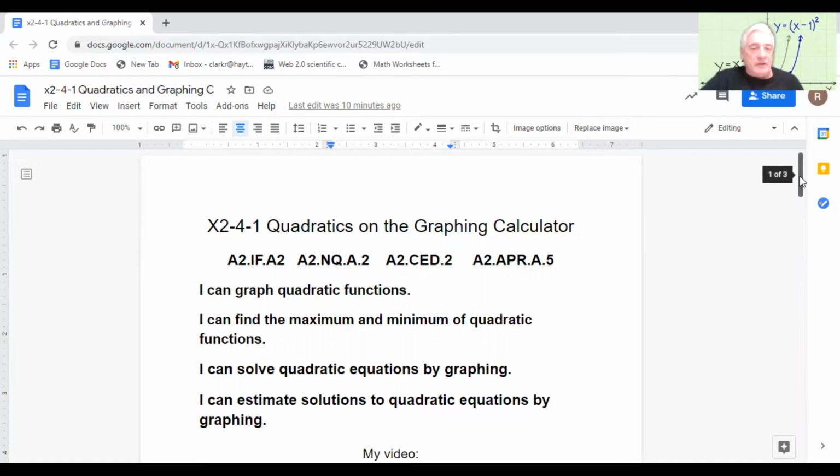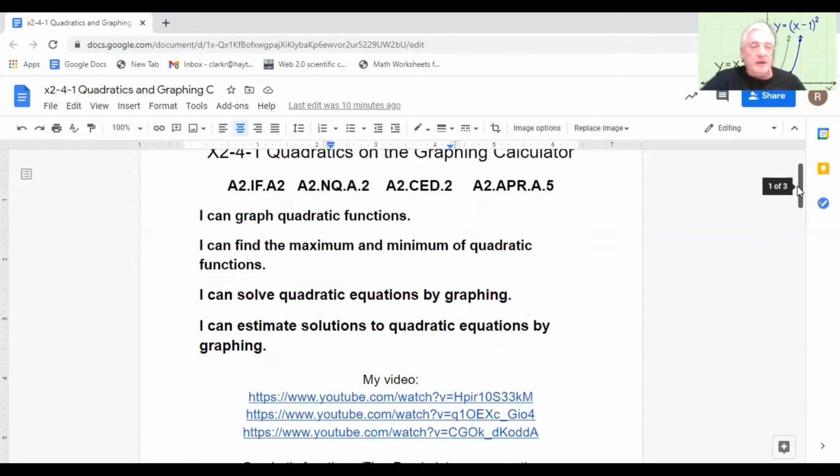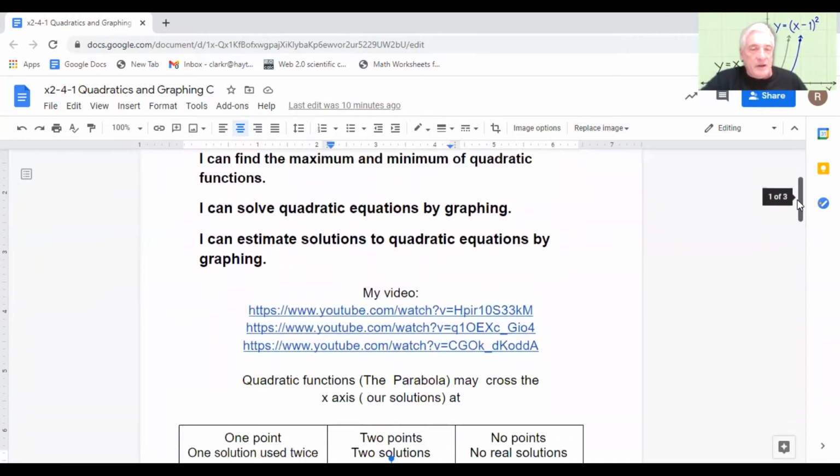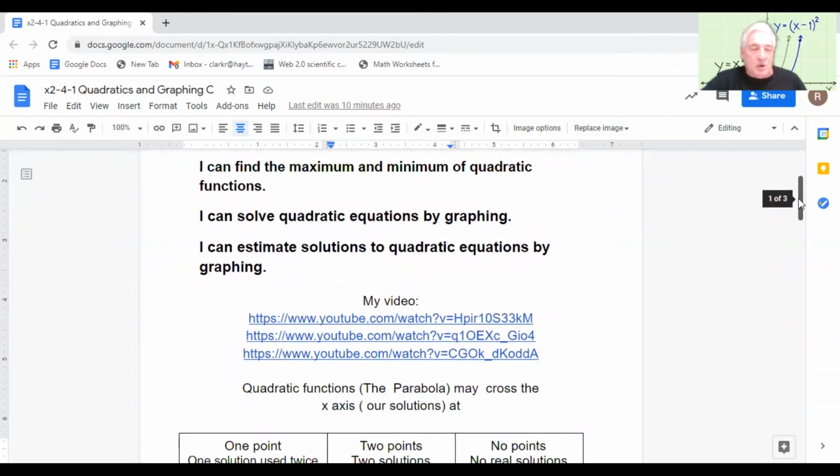Now, quadratic means squared. Everything we study this chapter is going to have an x squared term. Might have much more, but it's going to have an x squared term. So there is a little link to what you already know about quadrilaterals from geometry. What's the area of a square? The area of a square is s squared. That's where we get the squared term.